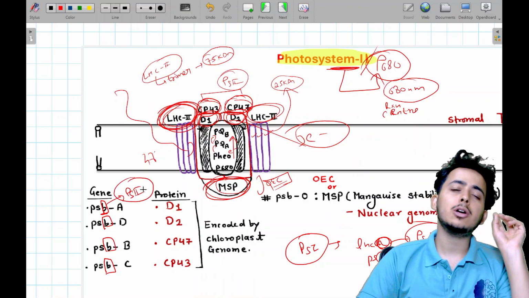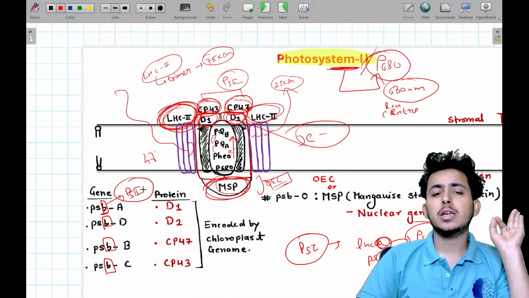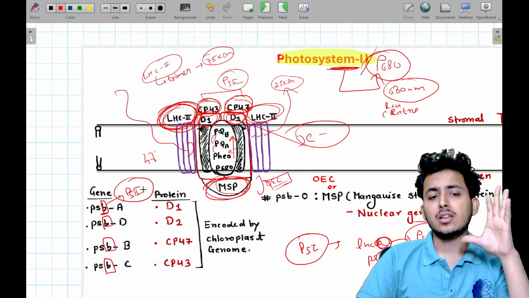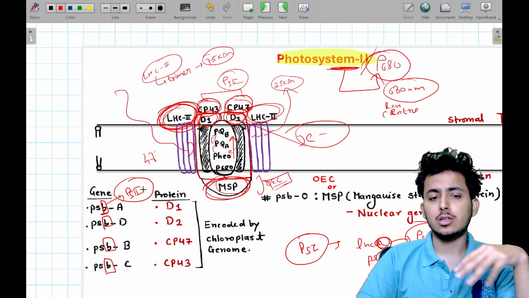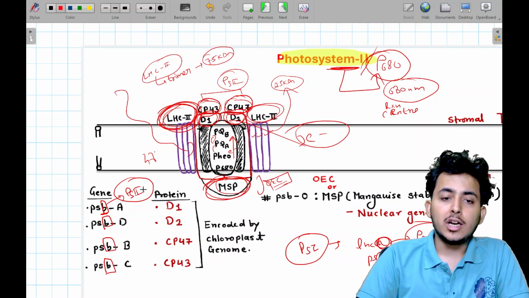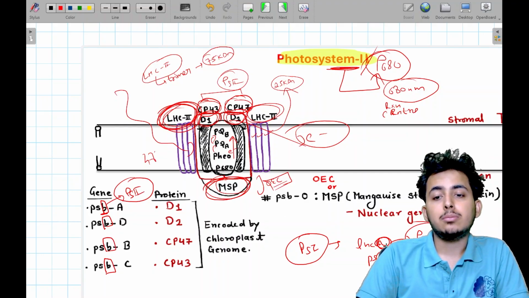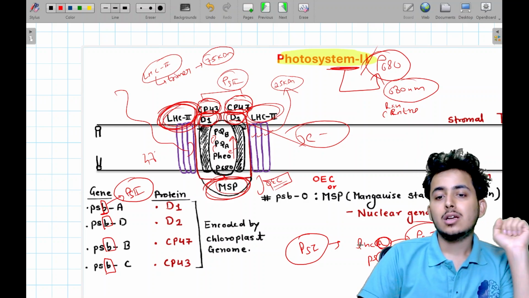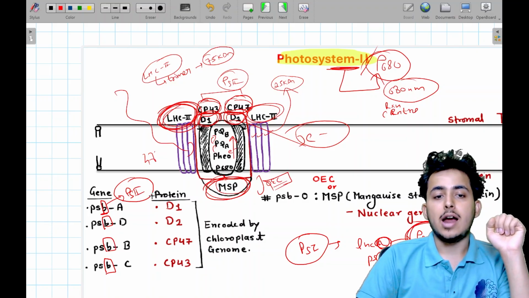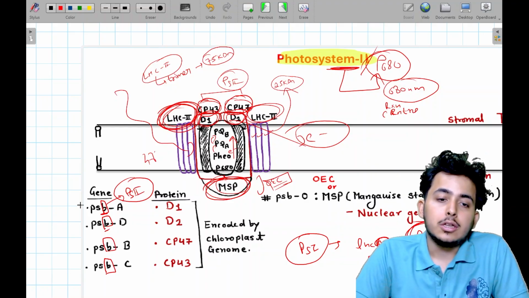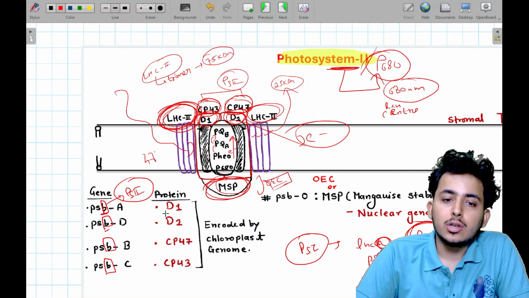So this is a very simple trick to memorize the genes, because many people don't remember, they can't recall at examination time which gene codes for proteins of which photosystem. So I have made the trick: if something is written with a small a, considering the prefix, then that gene codes for proteins of PS1, and if it is with B, then it codes for PS2. Now, PSBA codes for the D1 protein.